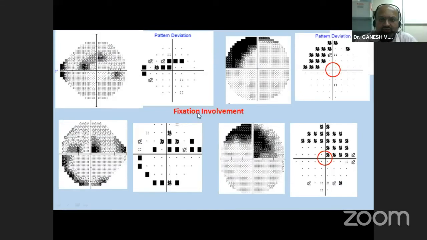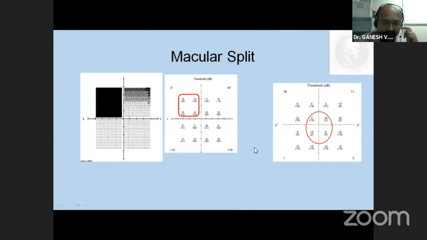Supposing you do a 24-2 and you find that the fixation is involved, then you do a 10-2, you find that the fixation is actually not involved. So in a 24-2, if you find that the fixation is involved, you should always do a 10-2. In certain conditions, you should also do a 10-2 along with a 24-2. And here you can find the fixation is involved, and when you do a 10-2, you find definitely that the fixation is involved. Macular split is when you have one quadrant with 0 decibels, or across the quadrant, you have 2 points which are 0 decibels.